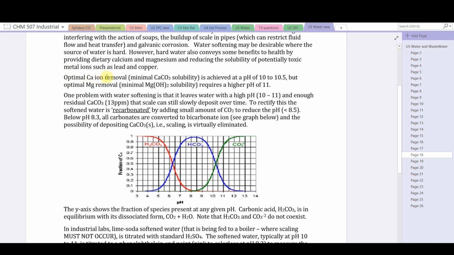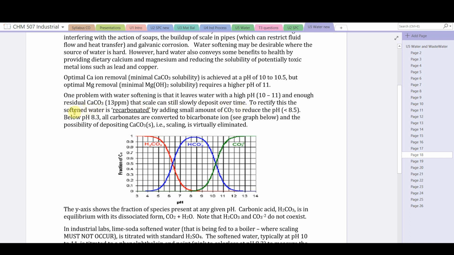Optimal calcium ion removal, that means minimal calcium carbonate solubility, is achieved at a pH of 10 to 10.5. Optimal magnesium removal, meaning minimal magnesium hydroxide solubility, requires a higher pH of about 11. So one of the problems of water softening by lime soda is that it leaves the water with a high pH, 10 to 11, and enough residual calcium carbonate, about 13 ppm, that scale can still slowly deposit over time.